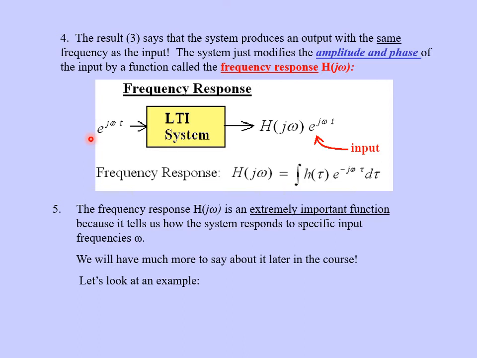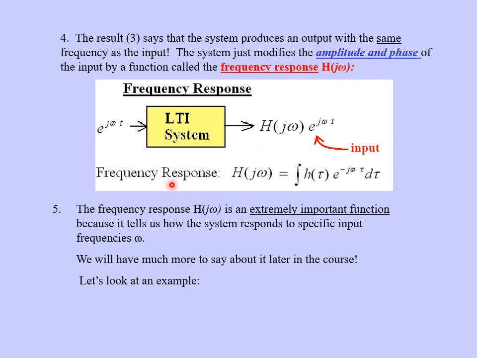So here's our result again, and this gives us the idea of frequency response. If we put a frequency into our system in the form of this complex exponential, e to the j omega t, the system spits out the same frequency. Here's e to the j omega t again. That's just our input. The only difference is the input has been modified by this function H of j omega, which is called the frequency response. What it does is it changes the magnitude and the phase of the input, but not the frequency. So the frequency stays the same, but its magnitude and phase are going to depend on whatever this function big H of j omega is equal to.